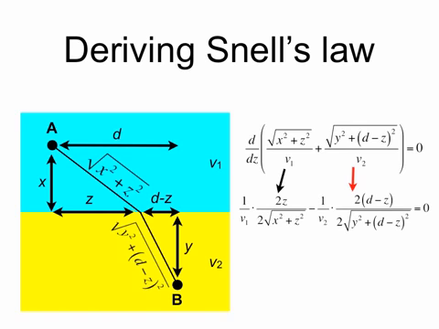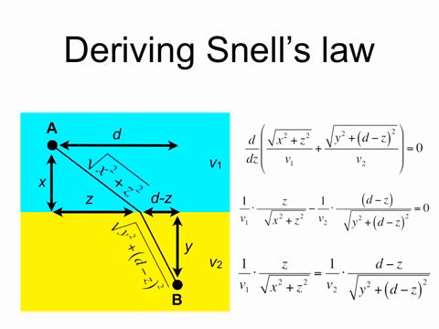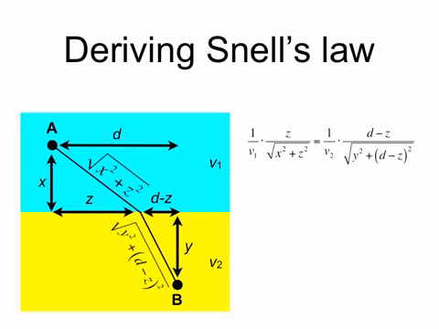It looks pretty similar. Now note that we have 2's in the numerators and the denominators of each of these terms, so they'll cancel. And we can move everything to the right of the minus sign over to the other side, leaving us with 1 over v1 times z over the square root of x squared plus z squared equals 1 over v2 times (d minus z) over the square root of y squared plus (d minus z) squared. Okay, so here's our current expression.